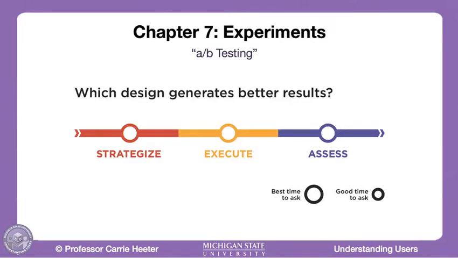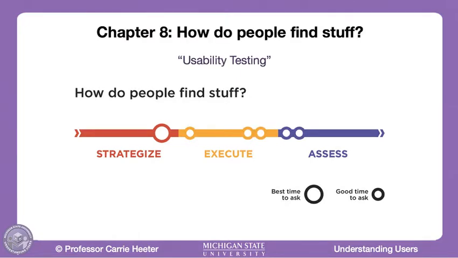Chapter 7, experiments, A/B testing. Which solution is better? All 3 phases equally useful. And Chapter 8, how do people find stuff? Another aspect of usability testing.